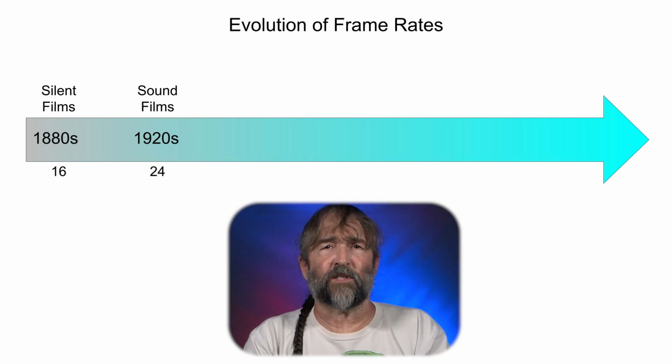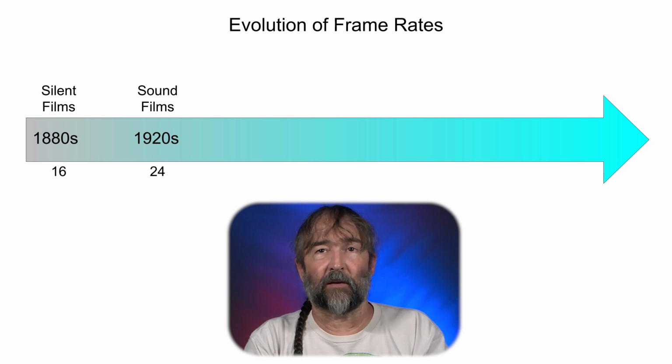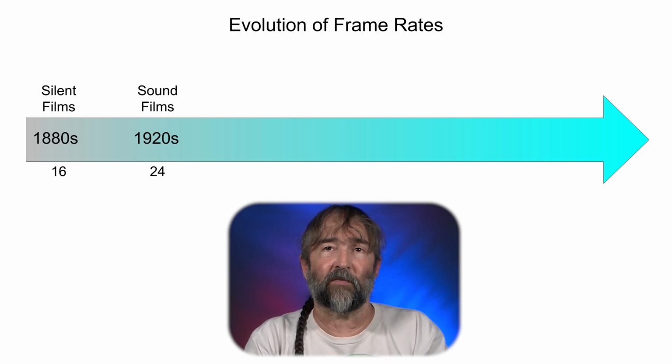With the addition of sound, a number of technologies were tried, and what ultimately worked out was recording the soundtrack as an optical track on the film itself, so that as the film was being played by the projector, not only were the images being displayed, but the sound was coming off the same film. It stayed synchronized that way.